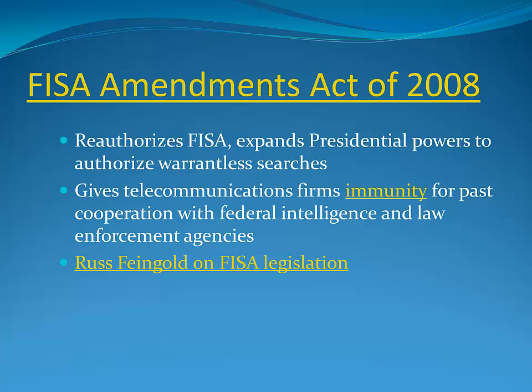There were further amendments to the FISA Act in 2008, giving telecommunication firms immunity for past cooperation with federal intelligence and law enforcement agencies. And those of you who've been following the recent controversy will see that that was where Verizon and other telephone companies, AT&T also, were given the go-ahead to continue to provide data to the NSA, the FBI, and other agencies. Russ Feingold was a major opponent of this, and you can Google him or search for him on YouTube to see what he said about it at the time.